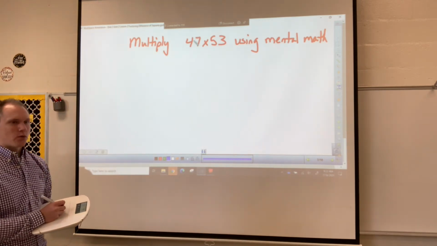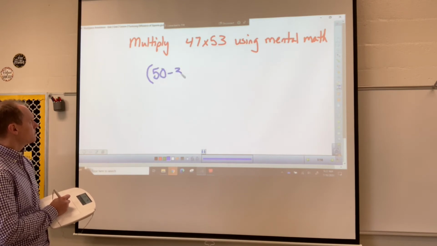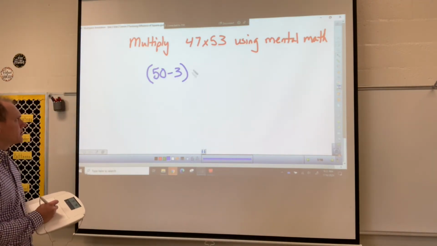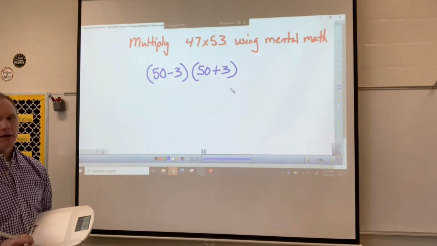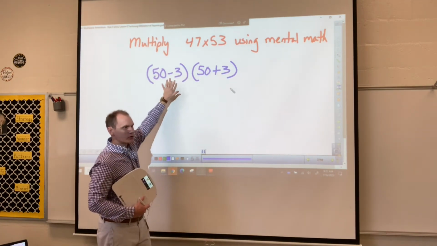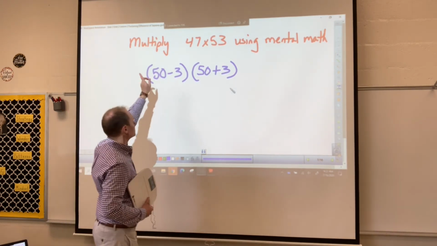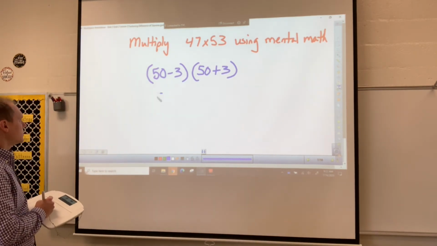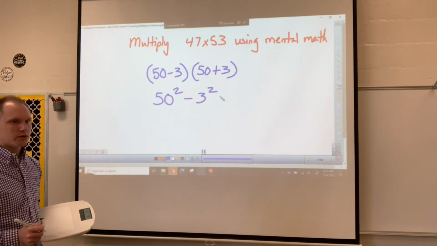Instead of thinking of this as 47, we can actually think of this as 50 minus 3. And then 53 we can think about not as 53, but as 50 plus 3. So this is, again, we're going in reverse order here. So we're starting with the difference of two squares setup in terms of the factors, and then we'll move into the difference of two squares. You could distribute this out if you wanted to, but really what we're going to end up with is the same thing that we had earlier, but in reverse. So 50 squared minus 3 squared is what we'll end up with.